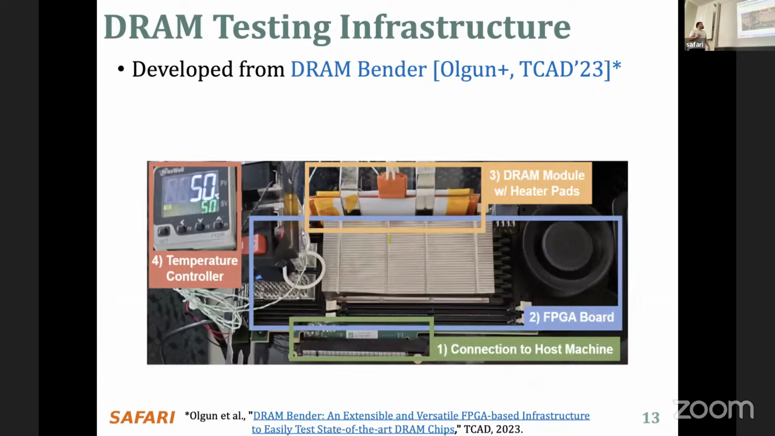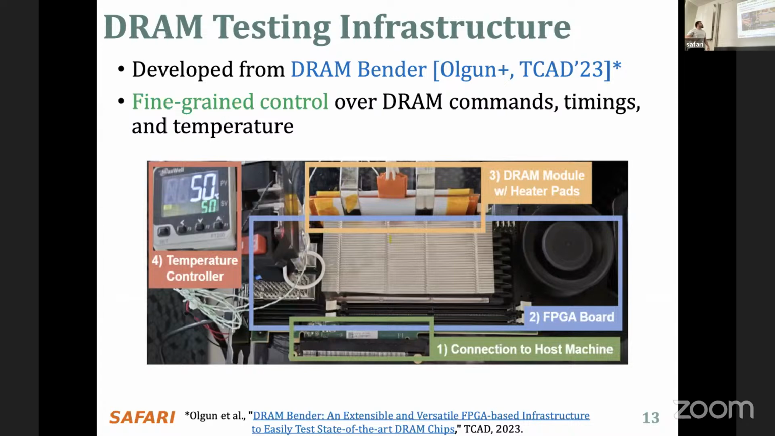We use an infrastructure developed from a DRAM vendor, which enables us to have fine-grained control over DRAM commands, timings, and temperature. As you can see over here, the first one is the connection to the host machine, the second one is the FPGA board that we use, the third one is the DRAM module that we test with heater pads to control the temperature, and the fourth one is the temperature controller, with which we can flexibly change the DRAM chip temperature.